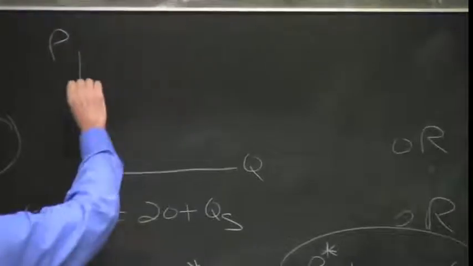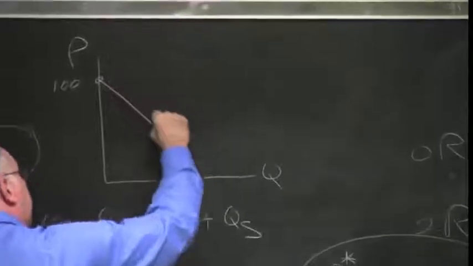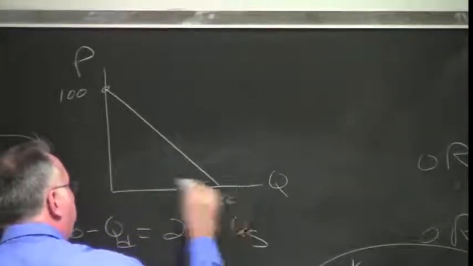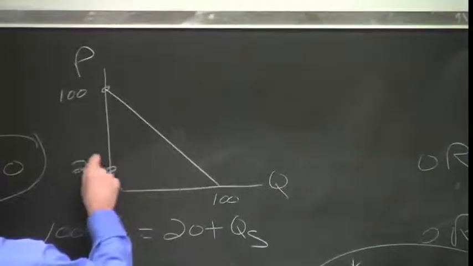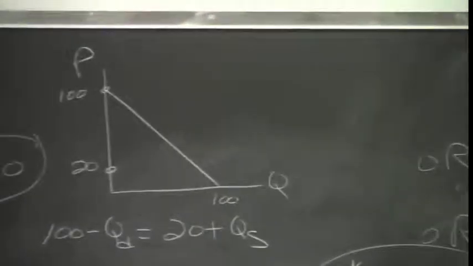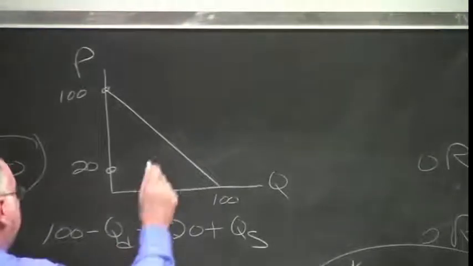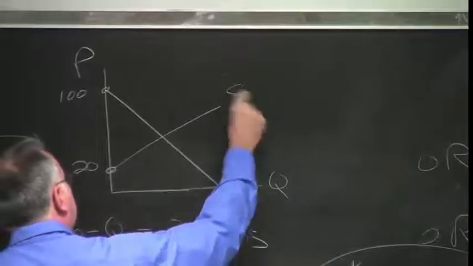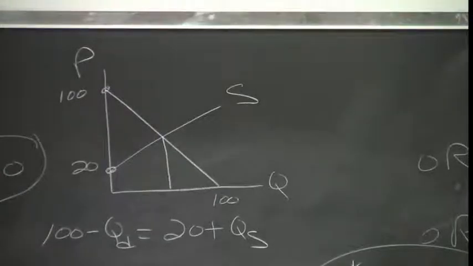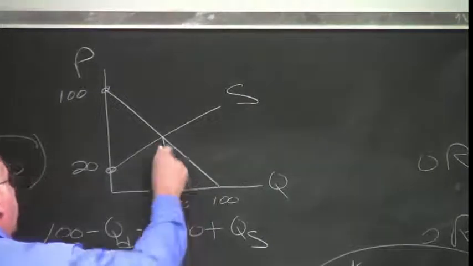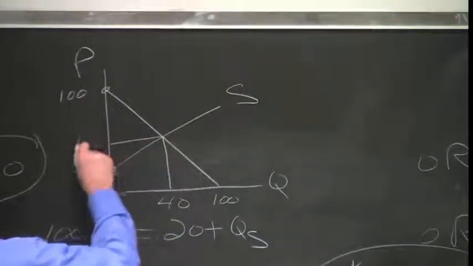So our inverse demand curve looks the same as it did before, actually. Looks like this. Only we reverse the axes. But the supply curve now, as one of you noted, has a vertical intercept of 20, a slope of plus 1. The supply curve looks like this. Now the equilibrium quantity is measured off the horizontal axis. That would be 40. The equilibrium price is here.